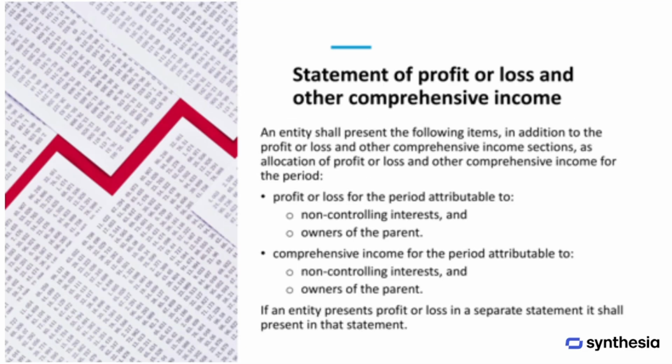The statement of profit or loss and other comprehensive income requires an entity to present, in addition to the profit or loss and other comprehensive income sections, an allocation of profit or loss and other comprehensive income for the period. This allocation includes profit or loss for the period attributable to non-controlling interests and owners of the parent, as well as comprehensive income for the period attributable to non-controlling interests and owners of the parent. If an entity presents profit or loss in a separate statement, it shall ensure that this allocation is included in that statement.